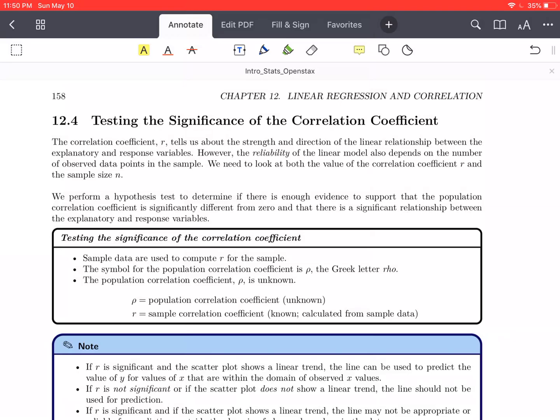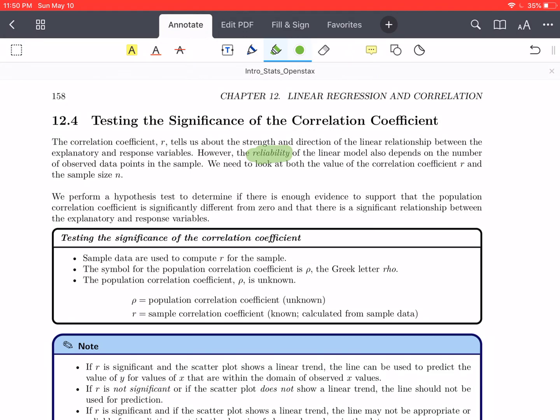Section 12.4, testing the significance of the correlation coefficient. So we saw in the last section that correlation coefficient r tells us about the strength and direction of the linear relationship between the explanatory and response variables. However, the reliability of the linear model also depends on the number of observed data points in the sample.